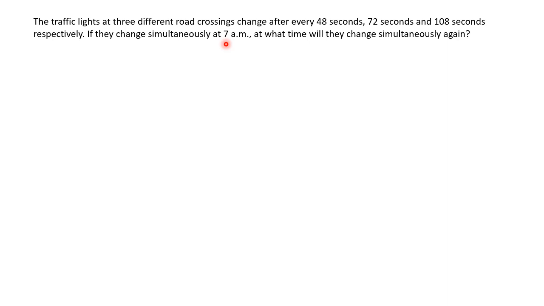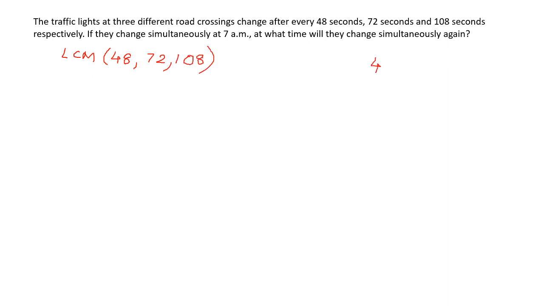Now we have to find out at what time they will again change together. So we have 48 seconds, 72 seconds and 108 seconds. We have to find the minimum time taken for these three to change together. So what are we supposed to find? We have to find the LCM, traffic light problem. Clear? So we are going to find the LCM of 48, 72 and 108.